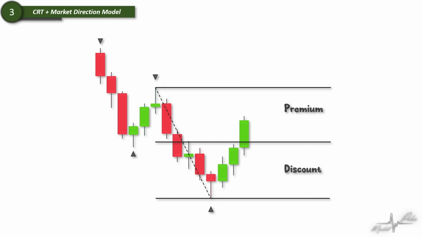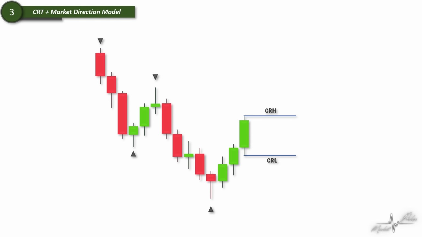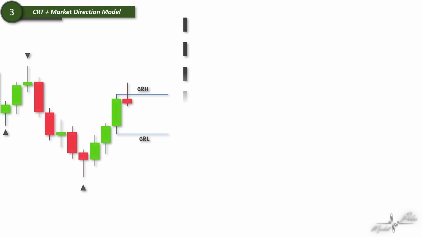Once price enters this premium area, we apply the CRT model, but this time, we only focus on bullish candles within the correction. Just like before, we mark the high and low of each bullish candle and wait to see how the next candle behaves. If the next one breaks and closes above the range, the setup is not valid. But if it sweeps above and then closes back inside the range, we have a valid CRT signal in line with the bearish trend.